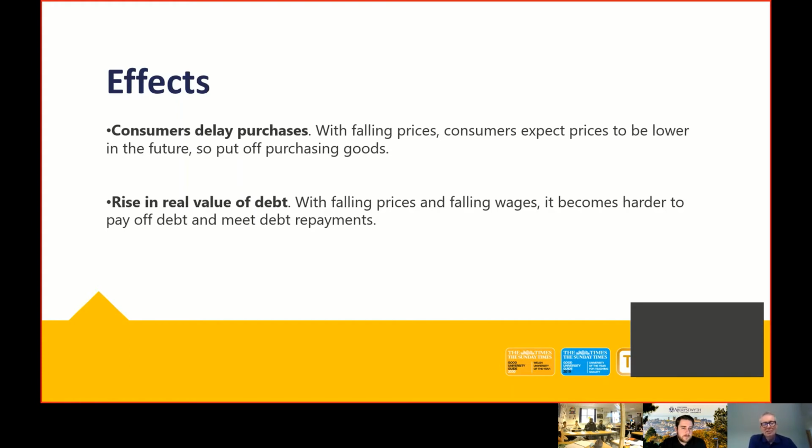And the reason for that is because the debt that you incur, say you borrow £10,000 at a fixed interest rate, you still have to pay off the debt of £10,000, and you'll still be paying the fixed interest rate. So what you're paying back, even though your wages may have fallen, the prices of other commodities may have fallen as well, is still what you were paying back when prices were higher. So the real value of the debt increases, and that can be a problem for individuals and for businesses, obviously.